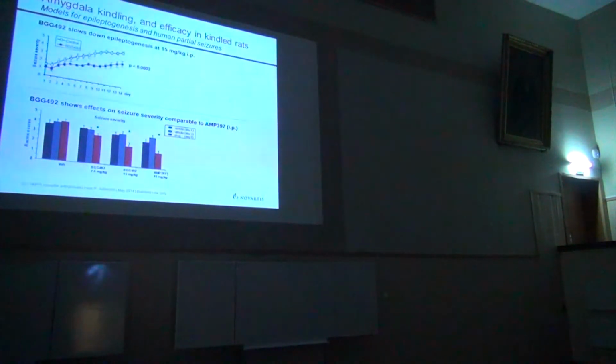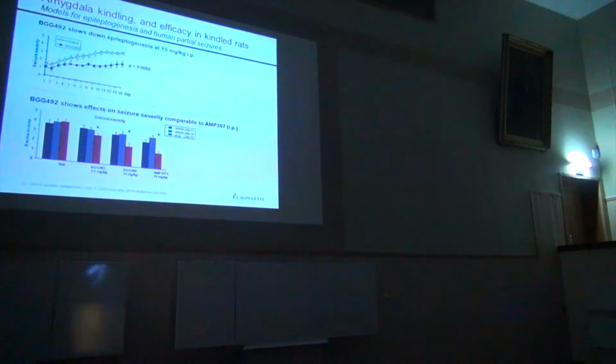And of course, this is an extreme model because nobody has two electrodes in the brain discharging electric shocks every day. But we are very happy to see that BGG492 does actually decrease the severity of the seizures, the increase of the severity of the seizures in this model.